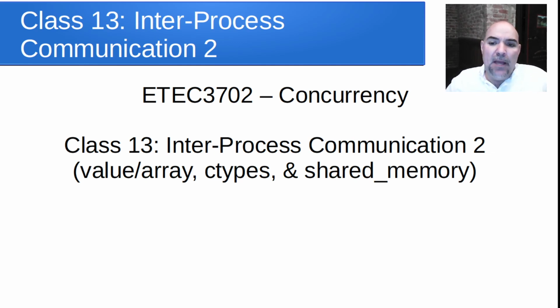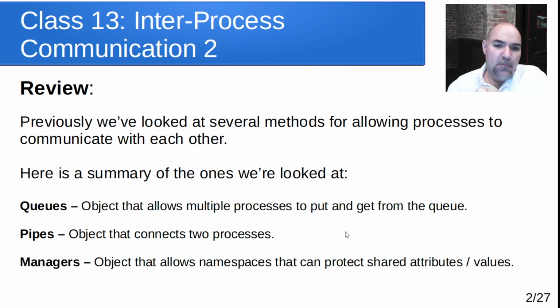And as a quick reminder, we've looked at several methods for allowing processes to communicate with each other. And the reason we need those ways for processes to communicate is because they don't have shared global variable space. They're not living in the same memory space. They're completely isolated from one another by the operating system. And because of that, we need to have some more sophisticated way for them to communicate with each other.